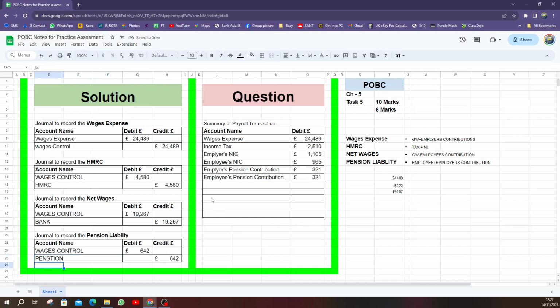Now the final thing, we're going to check whether our wages control becomes zero or not. If you add these three figures, the assumption is 24,489. So here we credit 24,489, and now we debit the full amount. So wages control becomes zero, which means it no longer exists. It's basically like we create a pot where we put all the money, then slowly each of the items we pay, and that pot will be emptied, something like that.